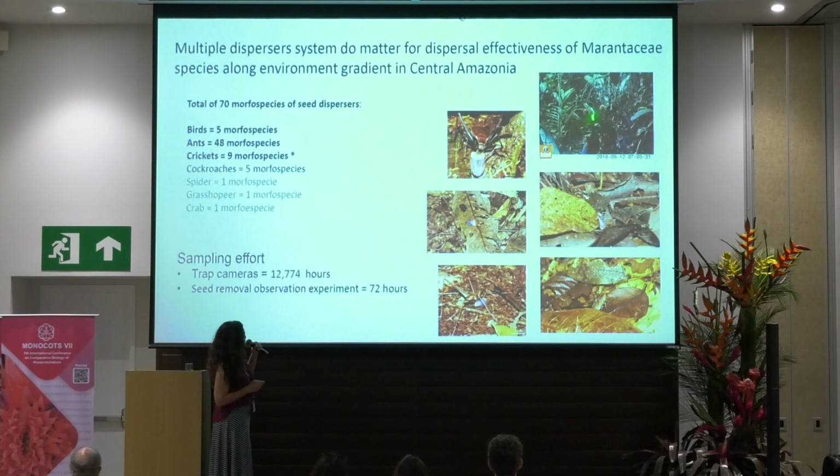This is a jacamin, a trumpet bird, I think, with Calathea altissima, Goeppertia altissima. And those are the crickets. There is an ant here. This is a cockroach, another type of cricket. And we had 70 hours of direct observations.